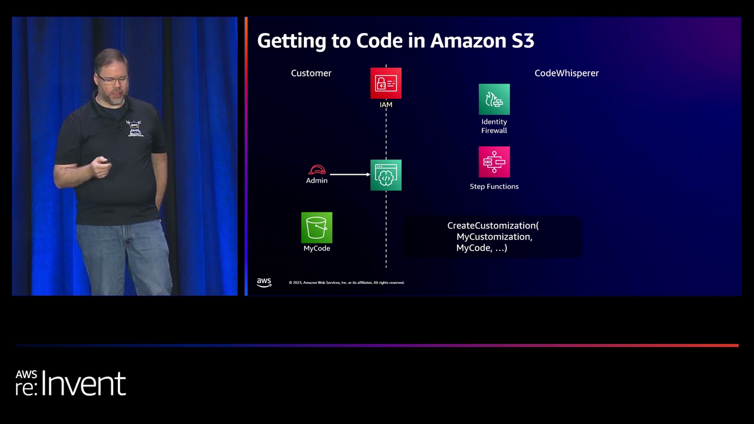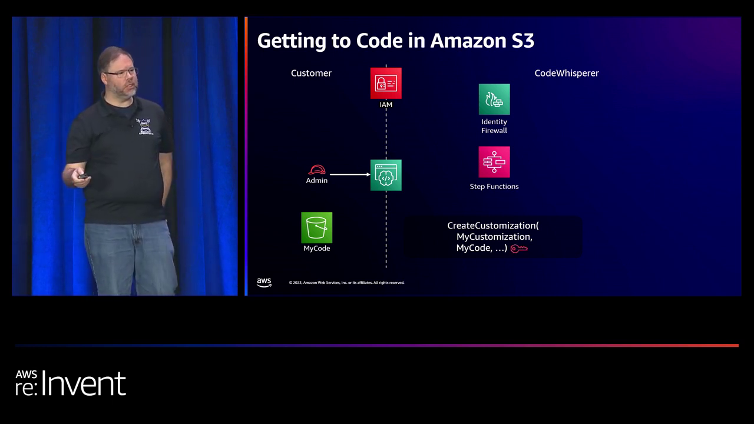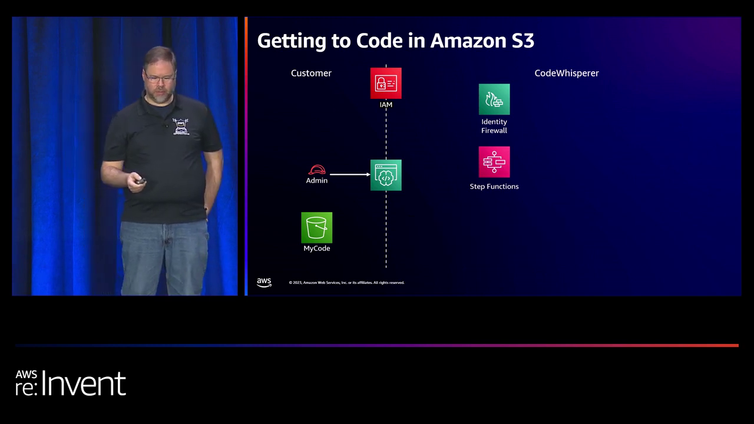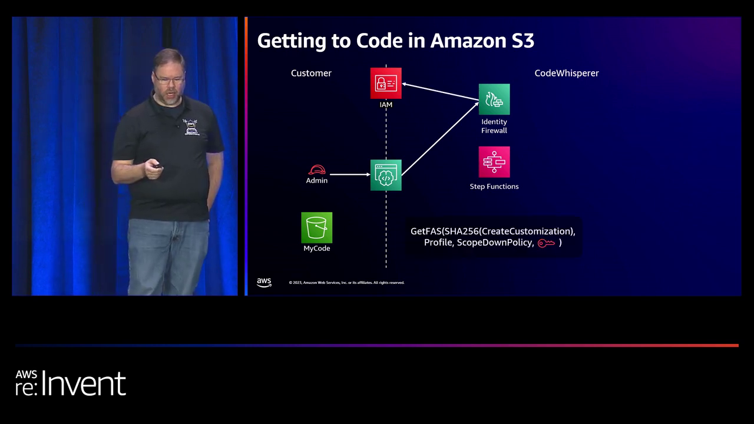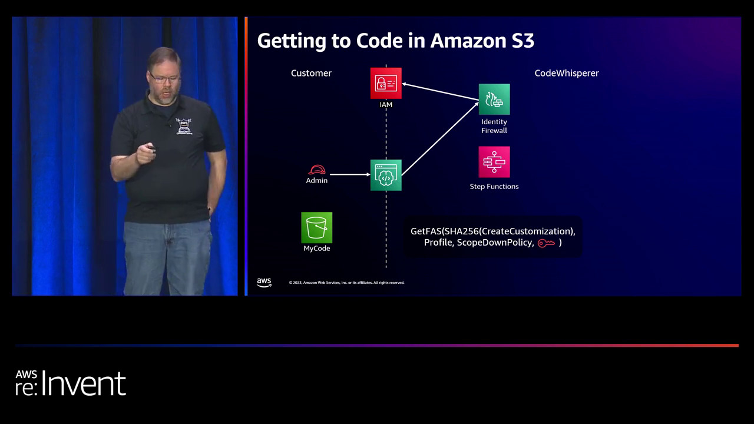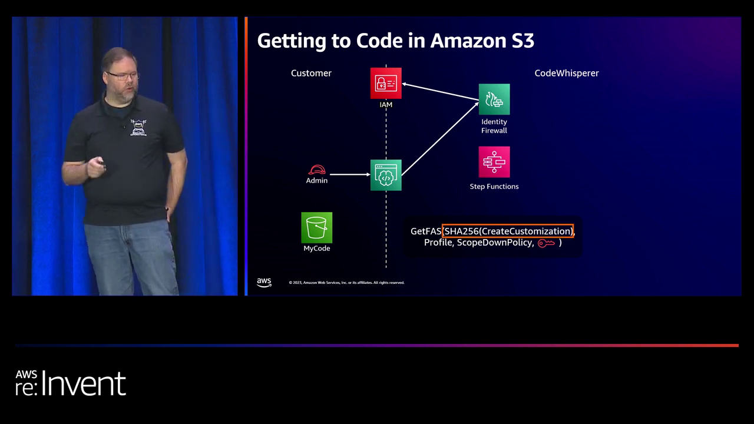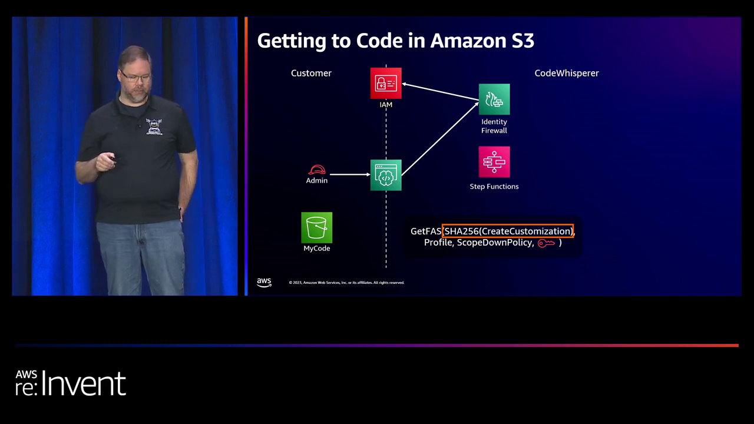So as before, the customer calls in. This is a signed API call, so there's going to be a signature attached to it. And so now our front end can call the Identity Firewall, and that's going to call IAM, and it's going to ask for a FAS. Now, what we've done here is we've passed in the digest, the hash of the request that came in from the customer.